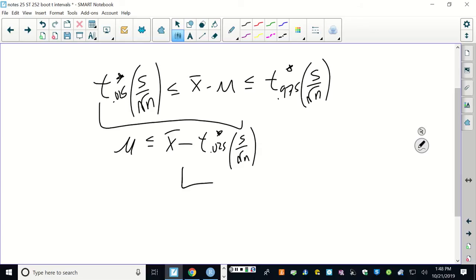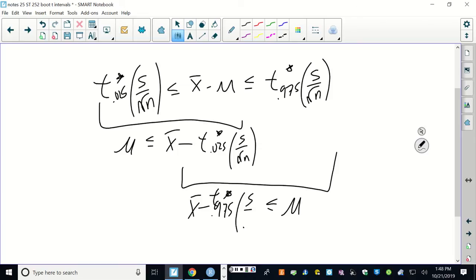And if we also take this half, this part of the equation in there, we can add mu to both sides, so mu is going to be over here. And again, we're going to subtract this from both sides of this equation, so we get x bar minus the 0.975 t star times s over the square root of n. So we take the big value, about 2, and we subtract it, and it's down on that side. And that's the other form of this interval. And that's it. That's the t interval for this.